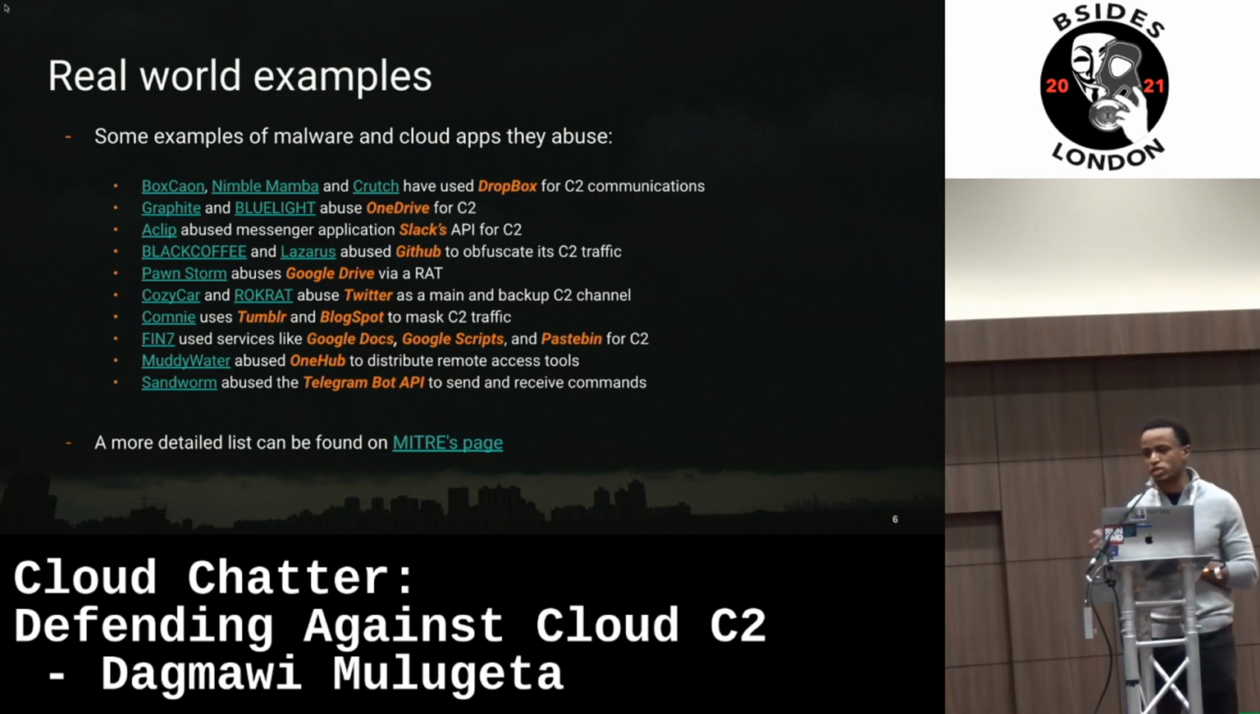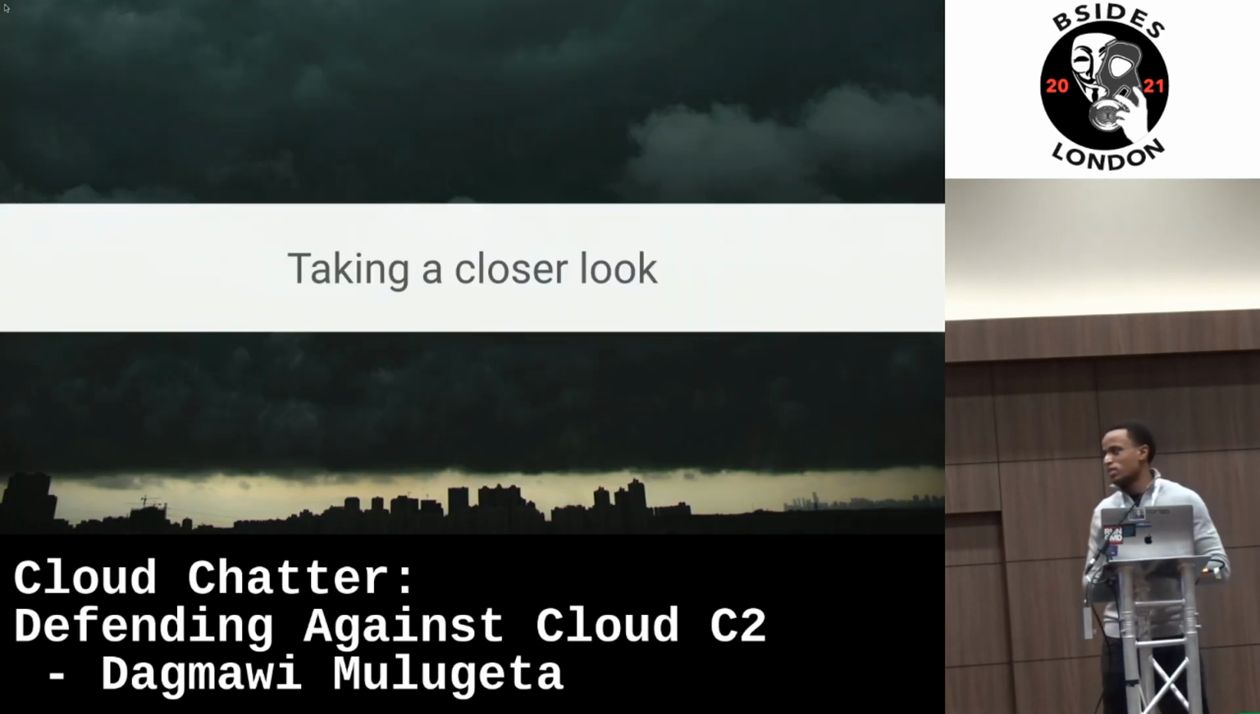And you can see that there's really no cloud app that's immune to this. It's not just one cloud app's problem. An attacker can use any cloud app for command and control, and they have. Cool. So that's a very quick crash course into Cloud C2 and how it's happening, right?